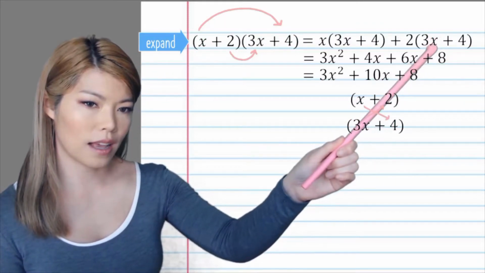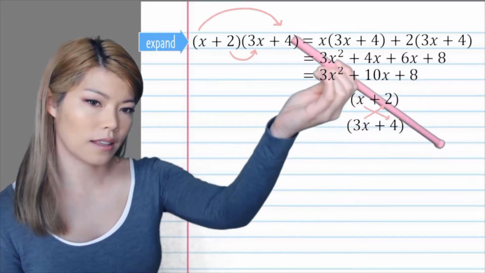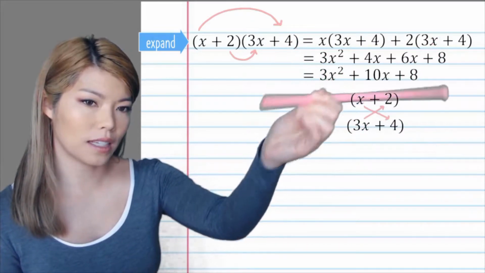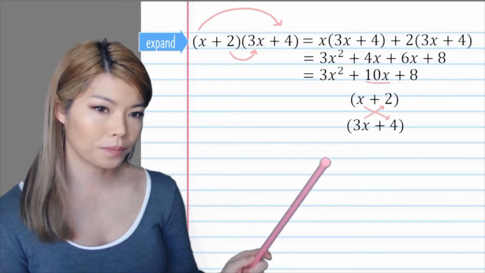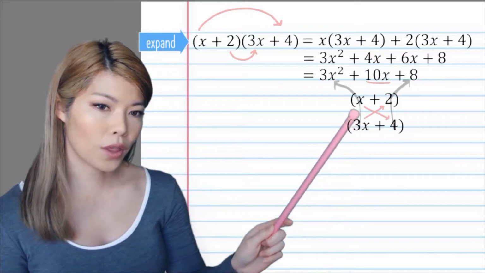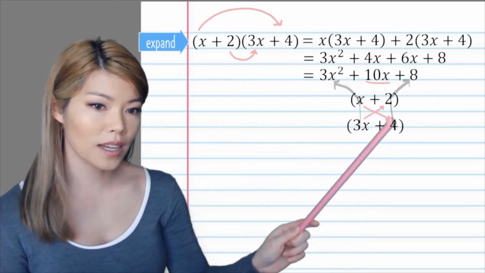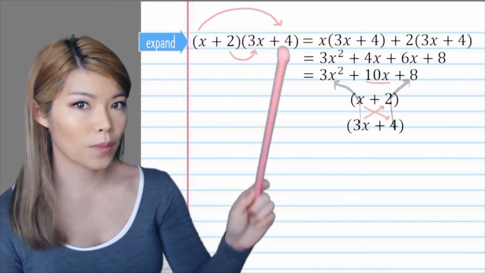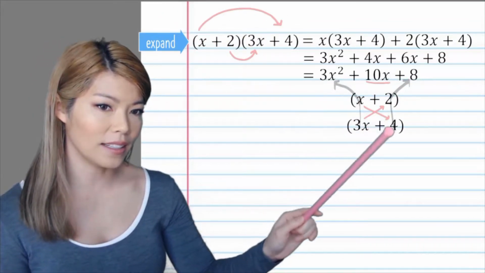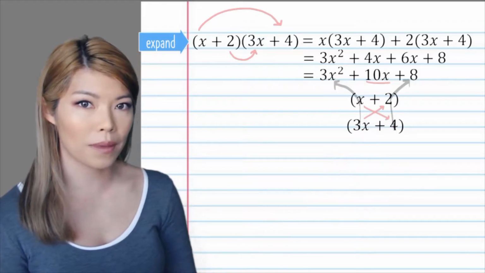Double check. That gives us 6x. That gives us 4x. 6 plus 4 is 10x. And we also notice something else. We notice that the 3 times x gives us 3x squared and the 4 times 2 gives us 8. They're matching our expanding arrows, but they're directly underneath it, so it's easiest for us to think about.